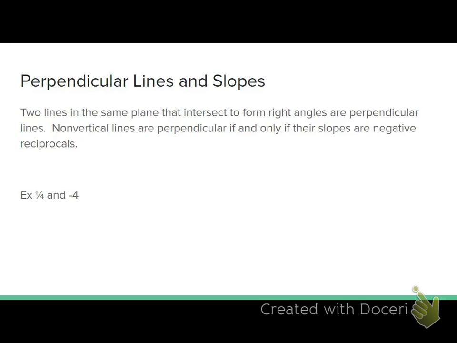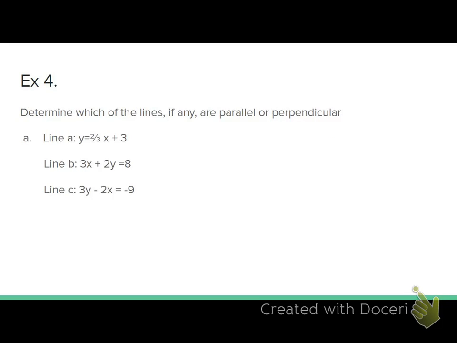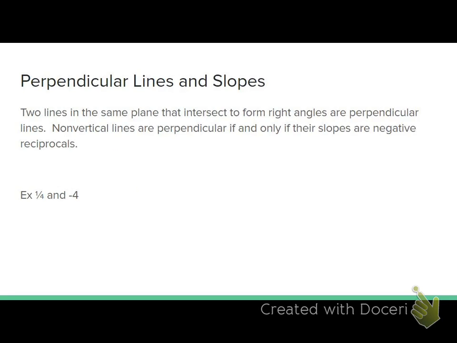We are on perpendicular lines. Perpendicular lines are a little more challenging than parallel lines. Perpendicular lines are 2 lines in the same plane that intersect to form right angles. Perpendicular lines touch each other to form a right angle. A right angle has a measure of 90 degrees. We will talk more about that in geometry. But these would be perpendicular lines.